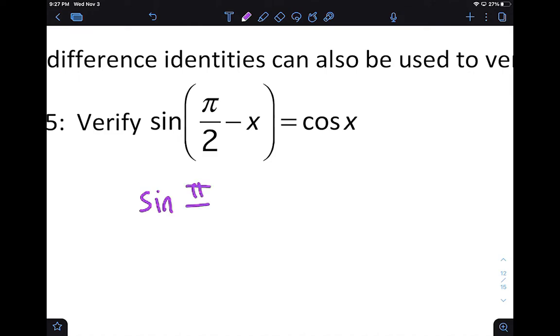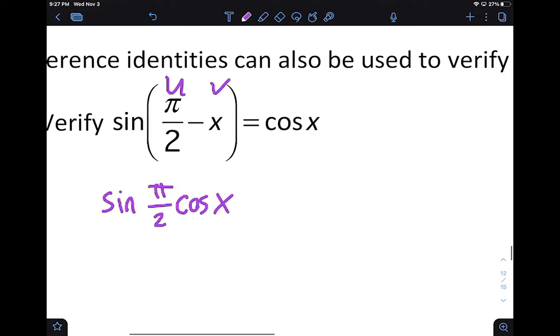So this would be sine, and then let's do pi over 2, because this is your u, and then this is your v. And then that'd be times cosine of x. And then there would be a minus. I'm just following the formula there. And then the next part would be sine of x, and then cosine of pi over 2. And that'll be it right there.